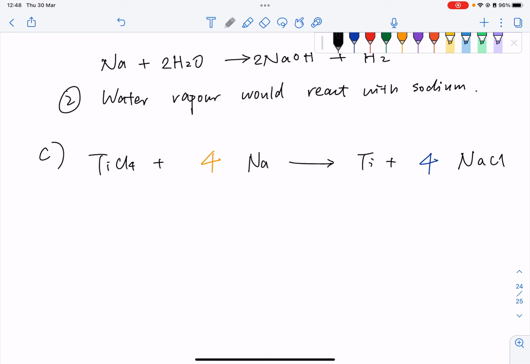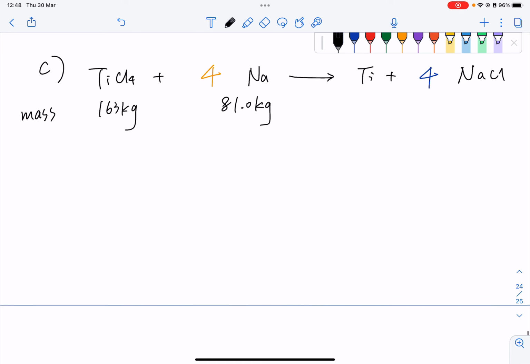So now this is our balanced equation, and in the reaction here, it gives us 163 kilograms of titanium chloride reacting with the given mass of sodium. Remember, if it gives you 2 masses, then you have to determine which one you should calculate with, right? The first step, we should identify which one is our limiting reagent.